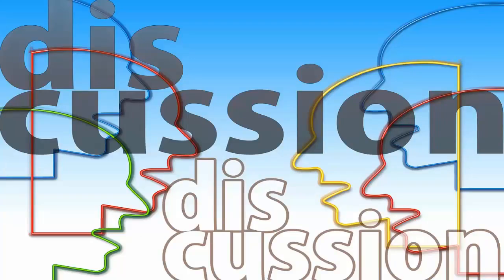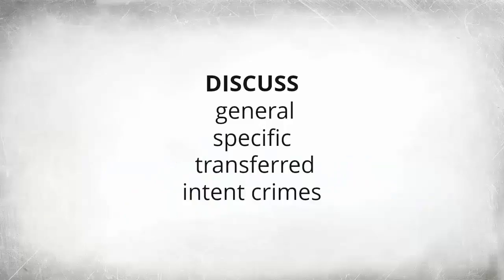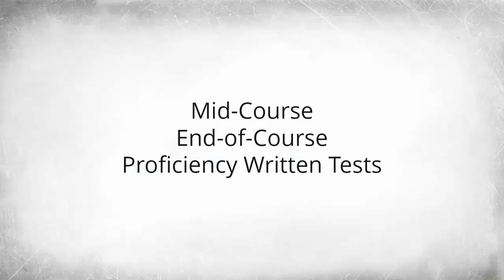So, the following is just information that might be discussed in a class and not likely to be testable. You will discuss general, specific, and transferred intent crimes. Selected information from the study guide will also appear on your mid-course and end-of-course proficiency tests.